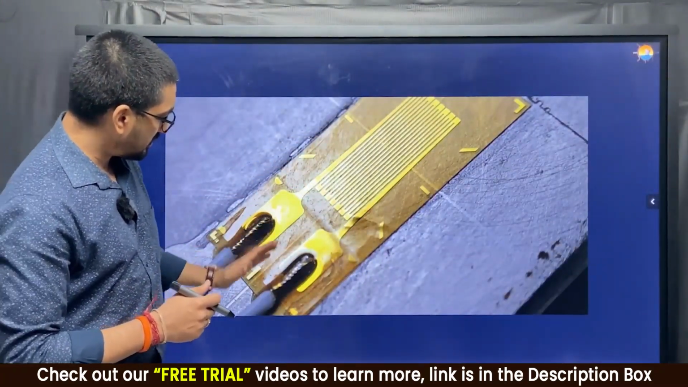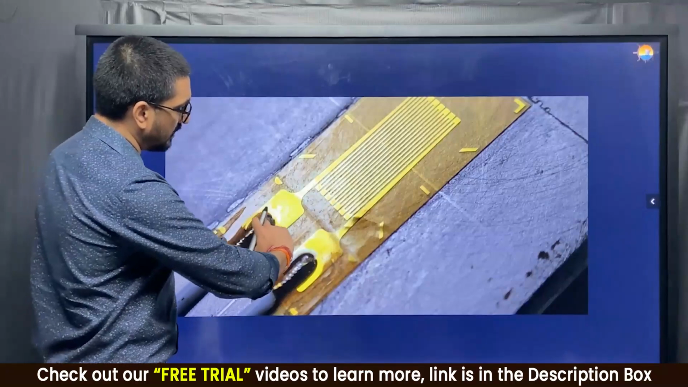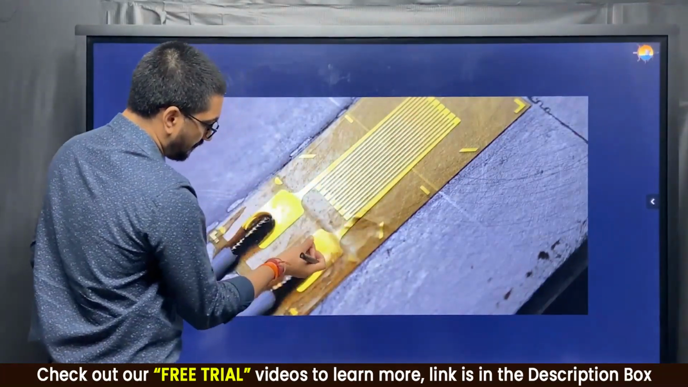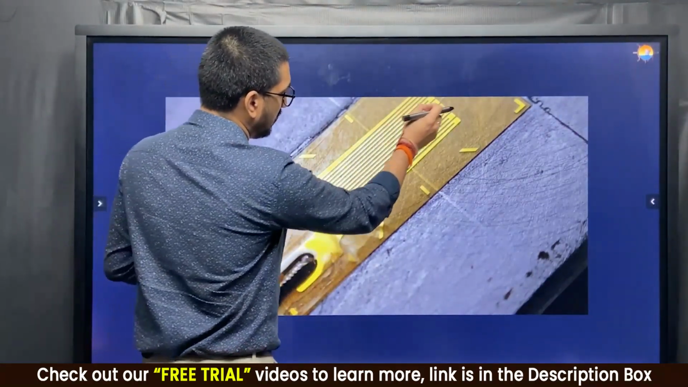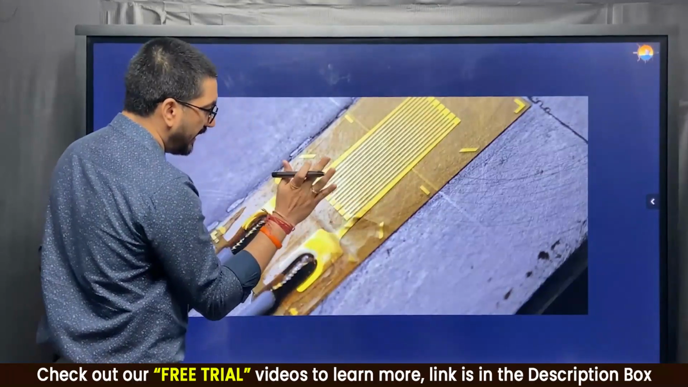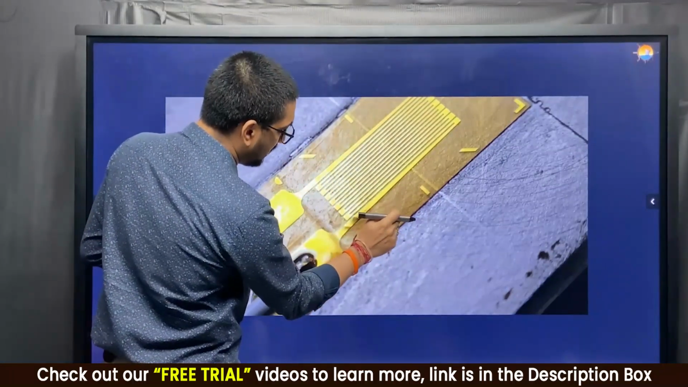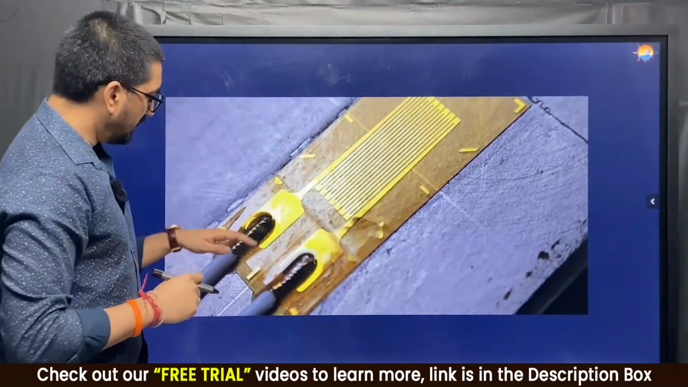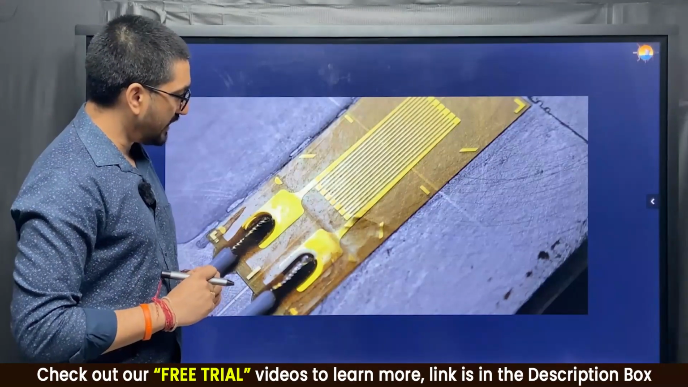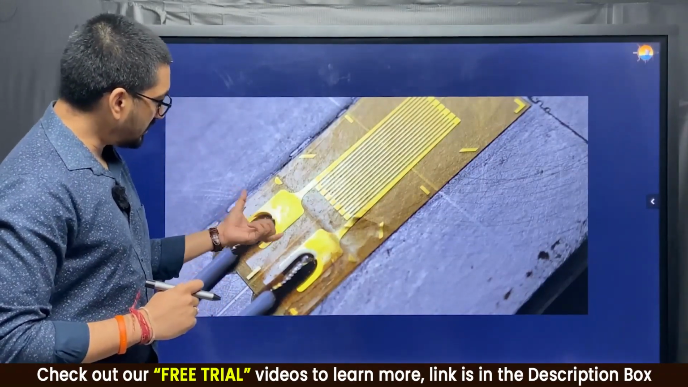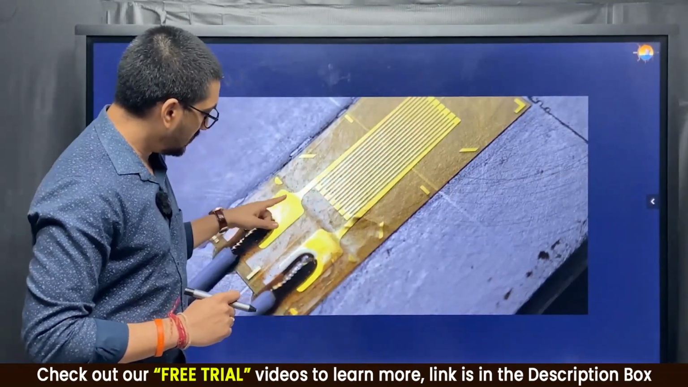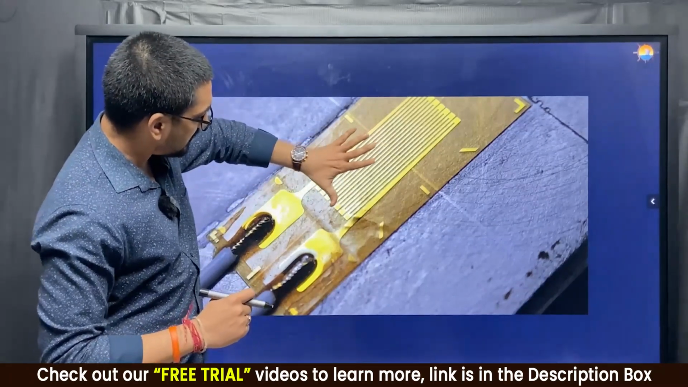Two wires coming, then this very thin material is pasted onto this backing material, and this is what a strain gauge is. So what is this? This is just a resistance. This is nothing but a resistance.